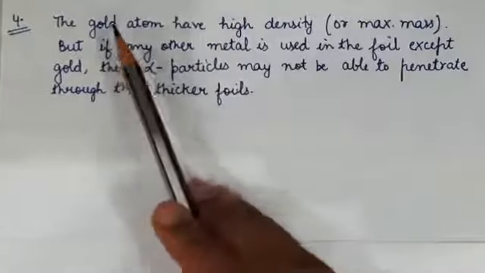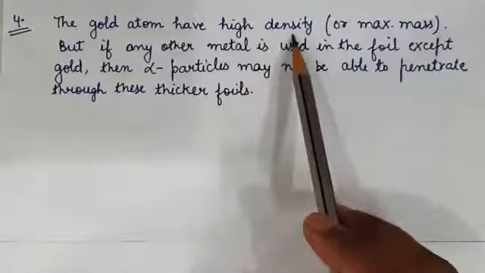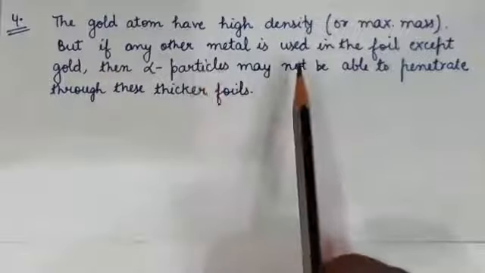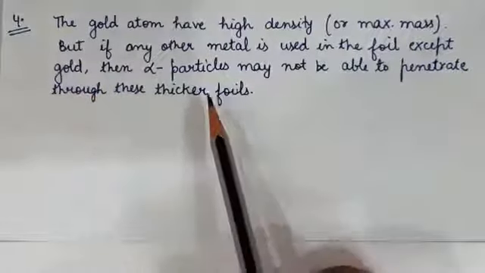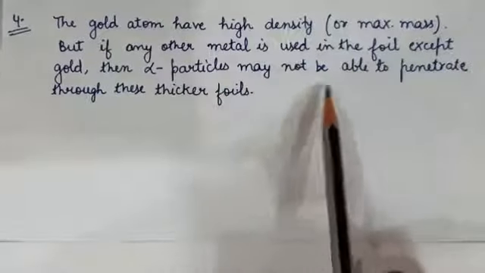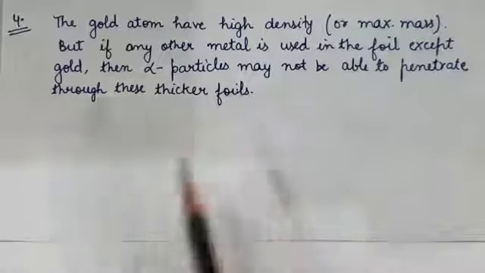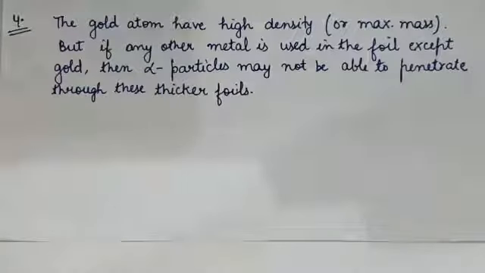So the answer is the gold atom have high density, or we can say maximum mass. But if any other metal is used in the foil except gold, then what will happen? The alpha particles may not be able to penetrate through those thicker foils. Okay, the alpha particles, they will not be able to penetrate through those thick foils. So this is question number 4th answer.